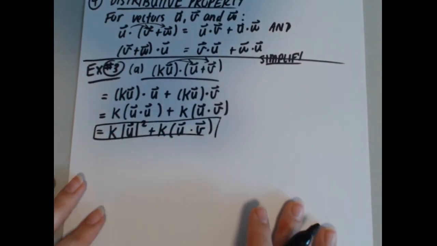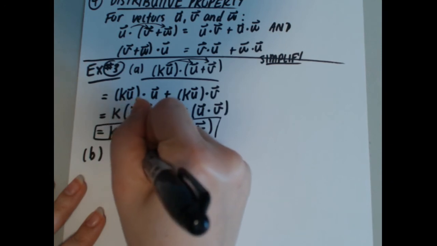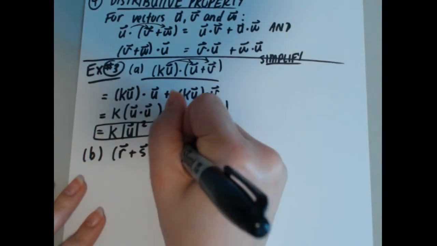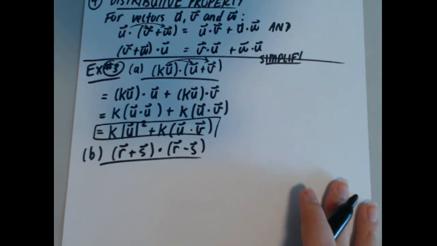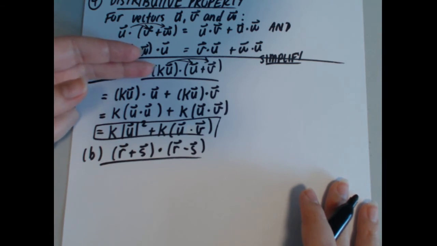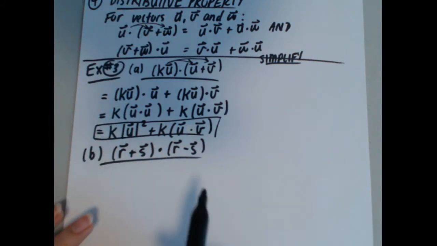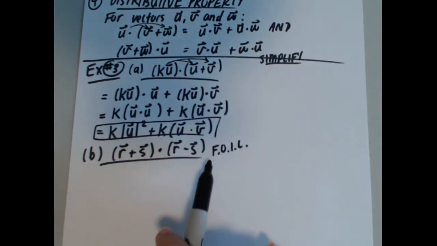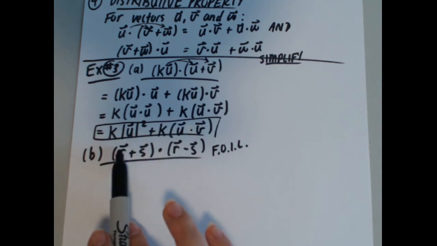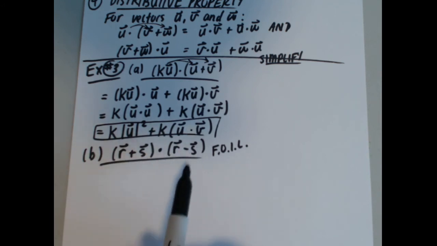Okay, let's try another example. Part B, we have vector r plus s dotted with r minus s. Just like before, we're going to use the distributive property, except instead of one vector multiplied by the sum of 2, we have a sum of 2 dotted with a sum of 2. That means you have to FOIL, kind of like when you expand x plus 3 times x plus 2. You dot the first terms first, then the outside, then the inside, and then the last terms.